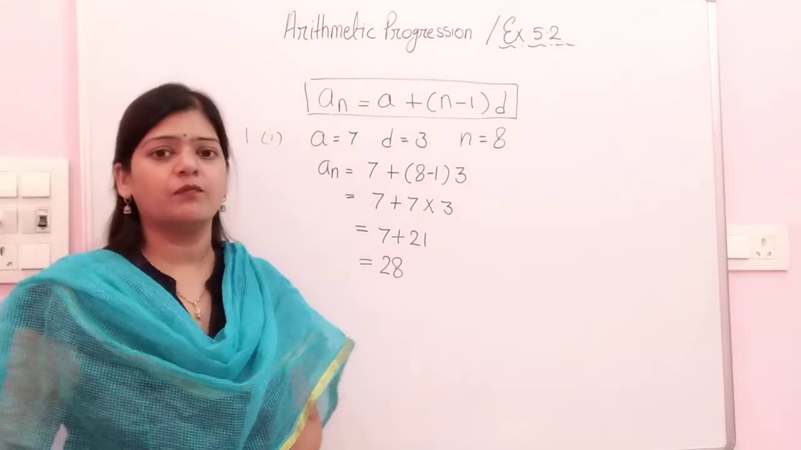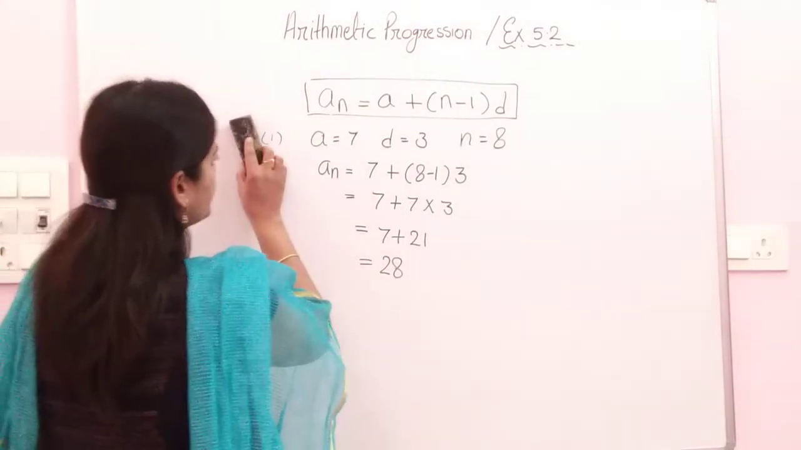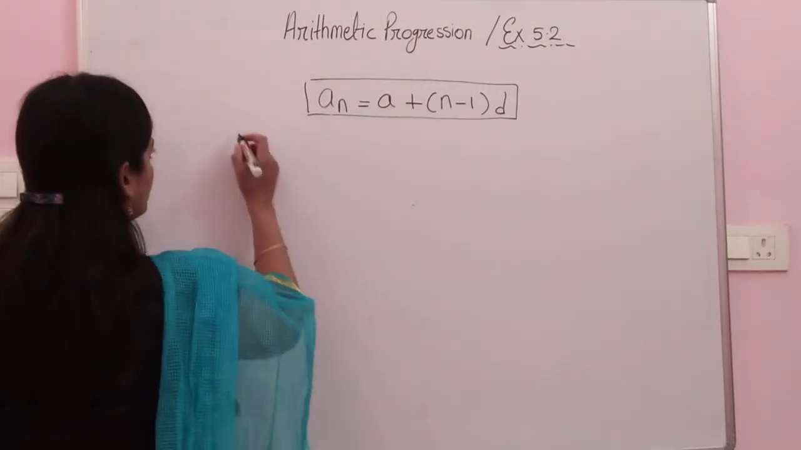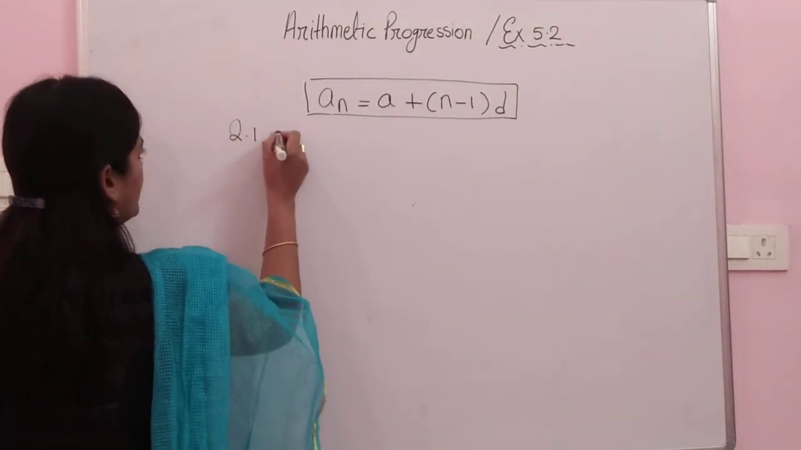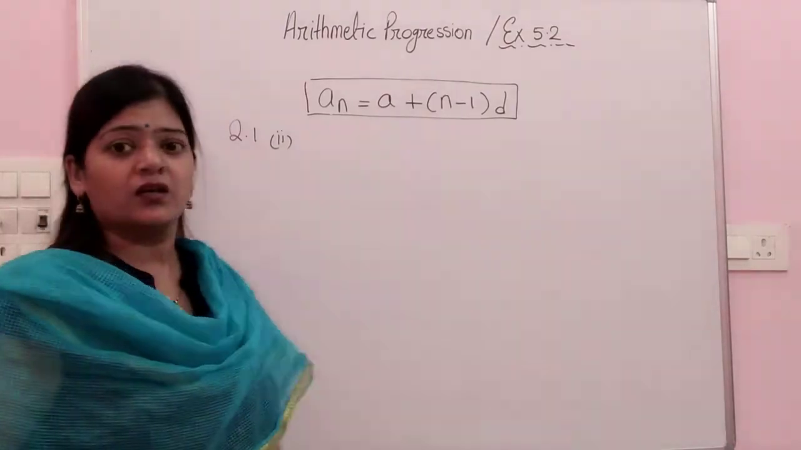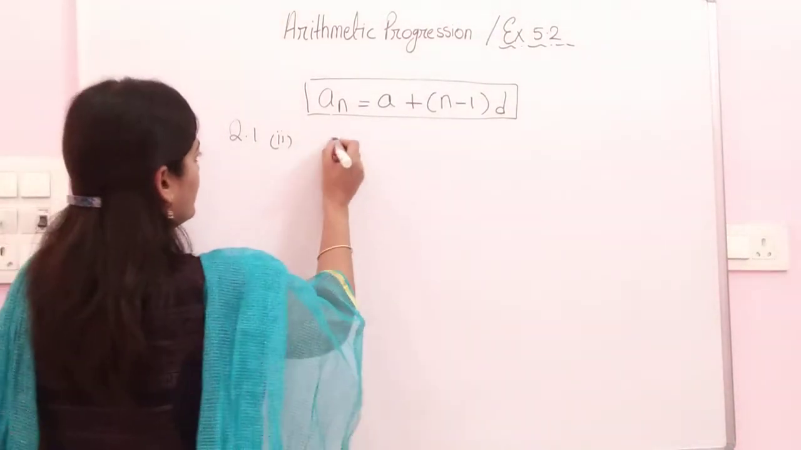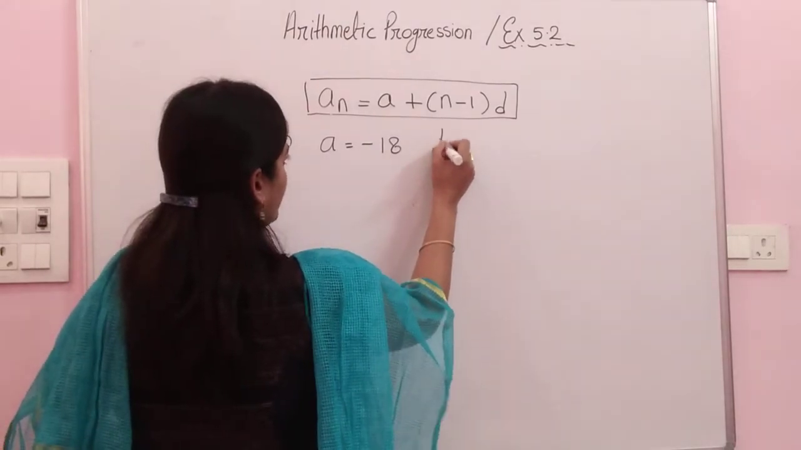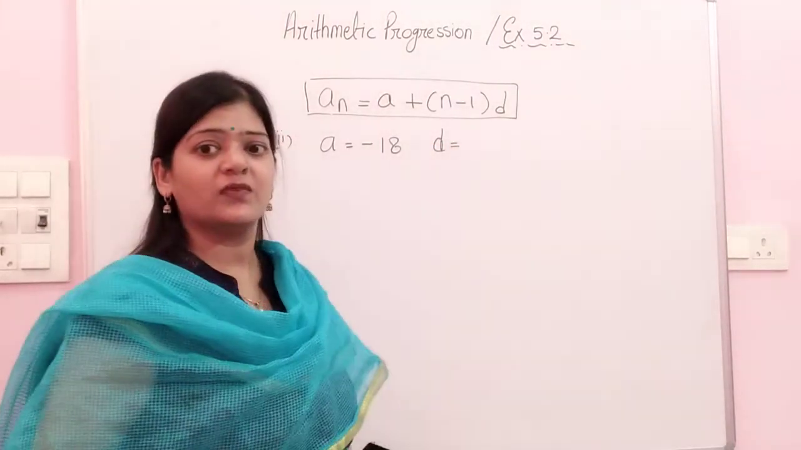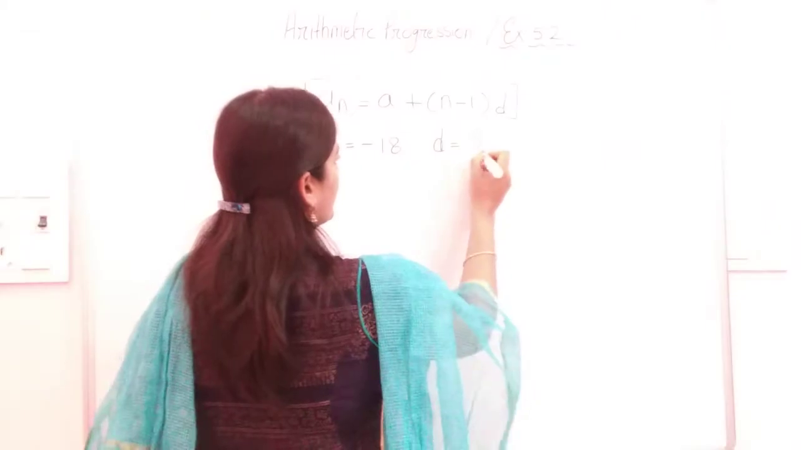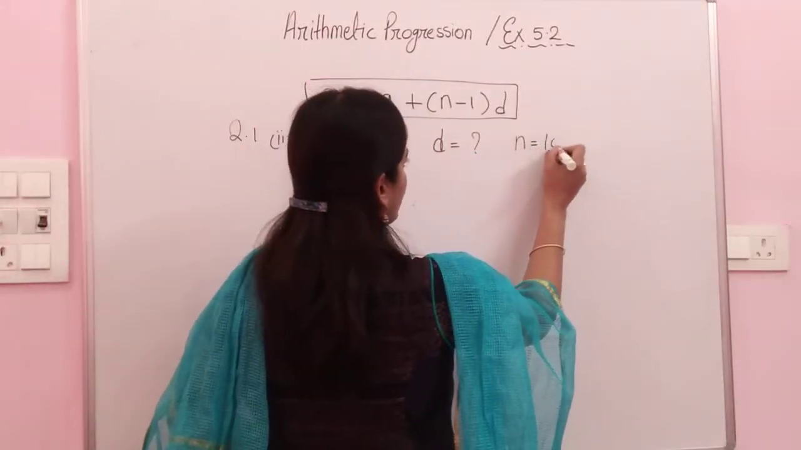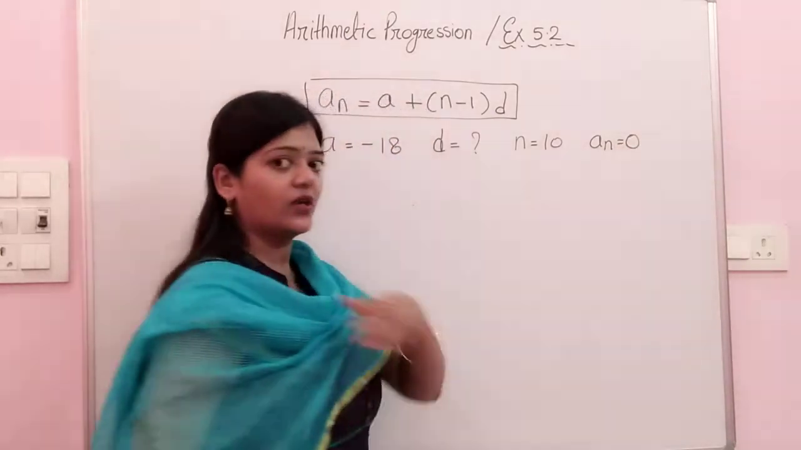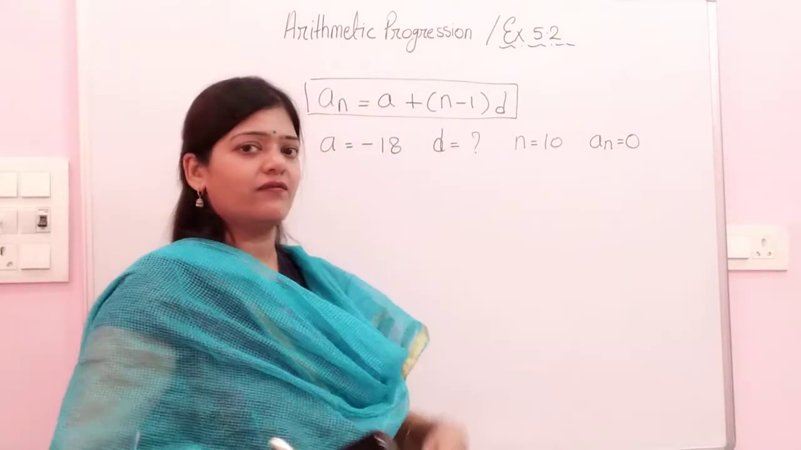Question number 1, part 1. Okay. In question number 1, part 2, the value of A is equal to minus 18. The value of D is not given. The value of N is equal to 10 and the value of AN is equal to 0. You have to find the value of D.